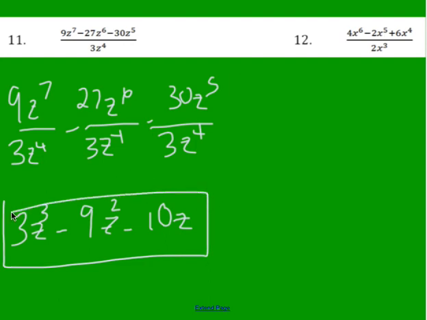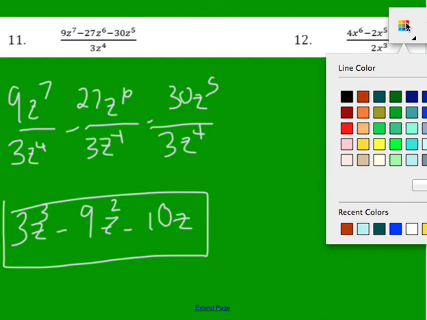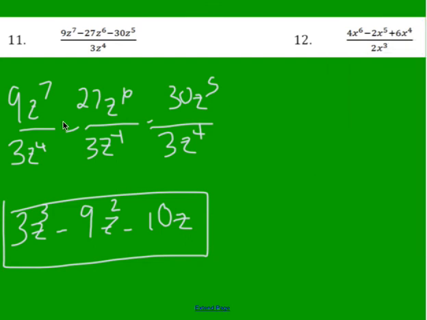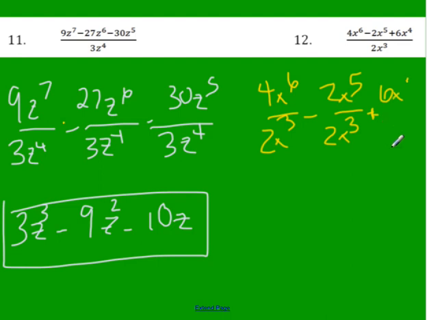So I'm going through this pretty quickly because it's just using rules of exponents. So if you don't remember how to do this, please be sure to stop and see me once the video is done. So 4x to the 6th divided by 2x cubed. Again, just splitting that up. Negative 2x to the 5th divided by 2x cubed plus 6x to the 4th divided by 2x cubed. So now we're going to simplify that out.